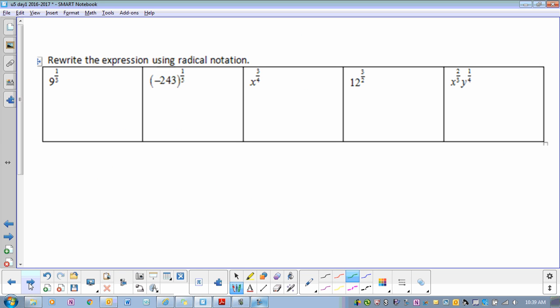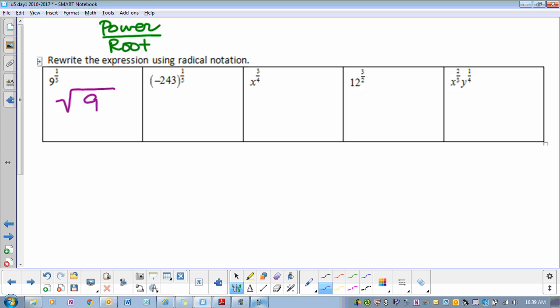All right, let's look at the next part. It says rewrite the expression using radical notation. So now we're going from an exponent to the radical form. So if I have 9 to the 1/3, remember this is power over root. If you need to, write that down before you start doing this. So I'm going to draw my radical. I'm going to put my 9 inside there.